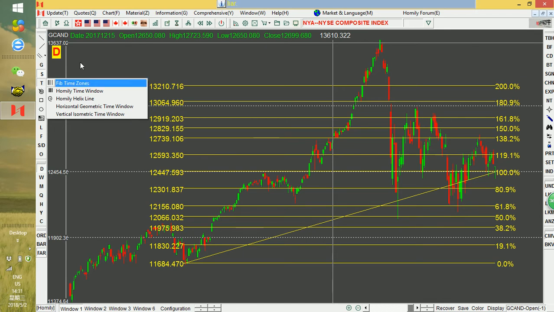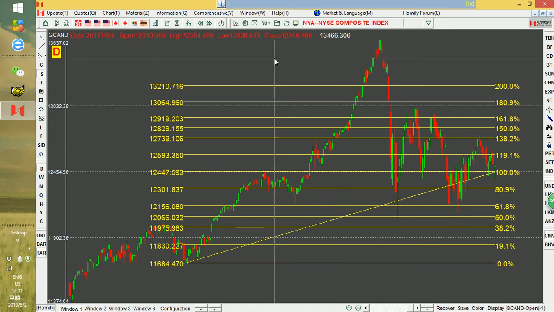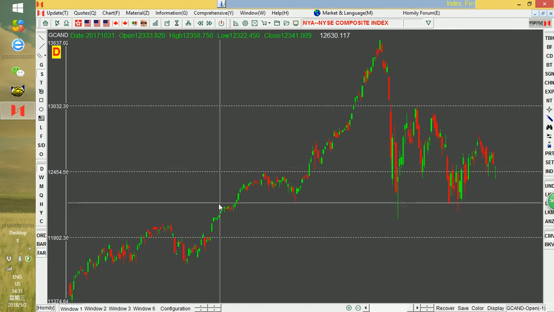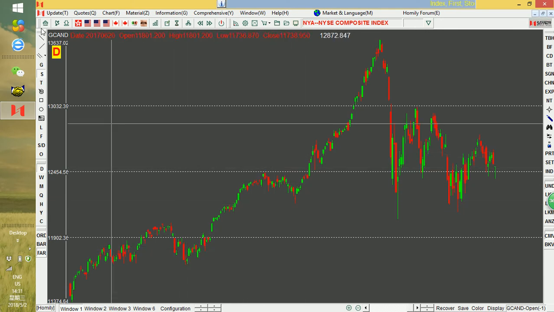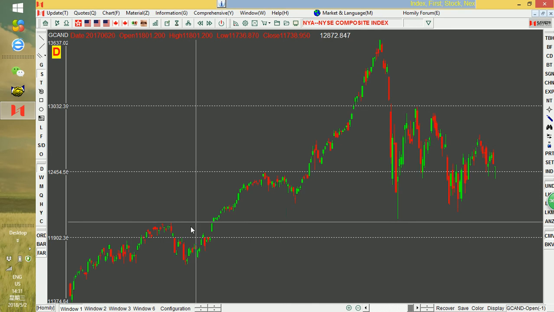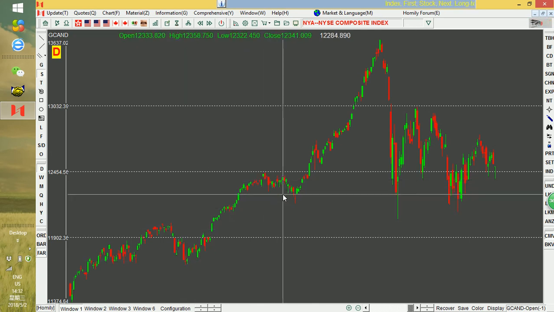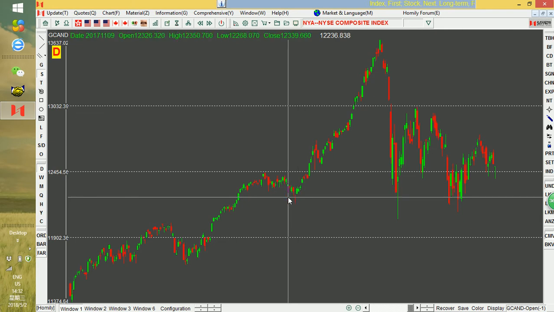And there are a lot of lines, and I'm not going to introduce them one by one. I just want you to know this is all for you to draw some lines, and also to help you analyze how this stock is doing.